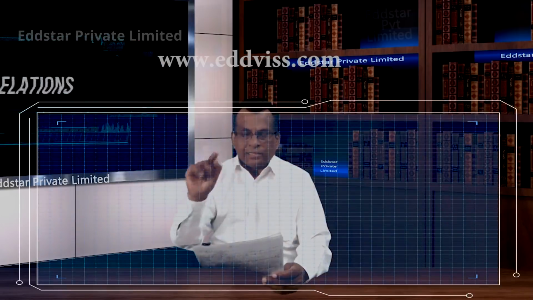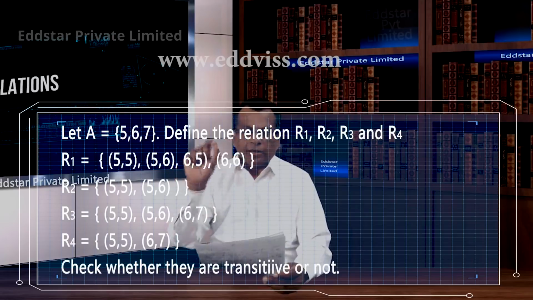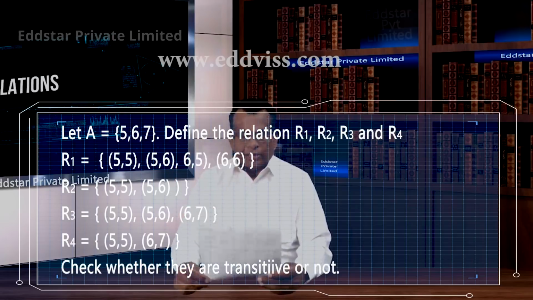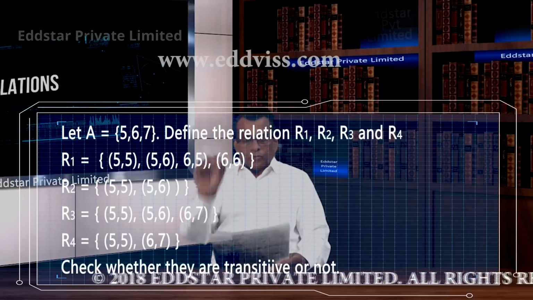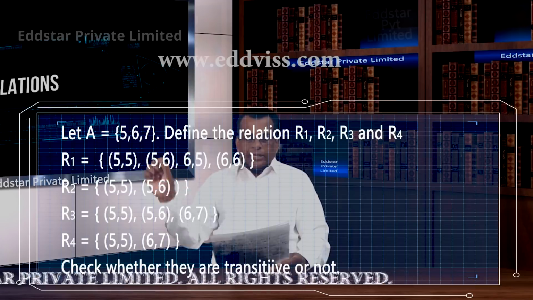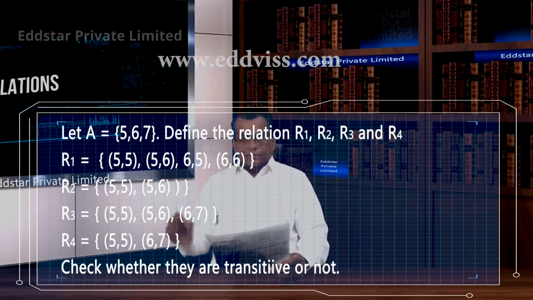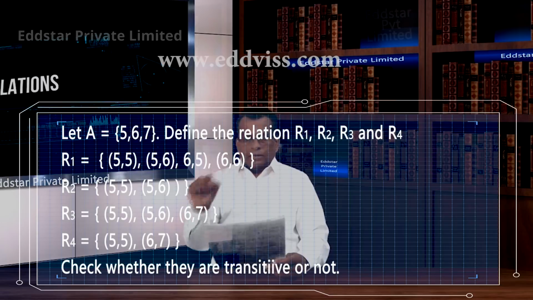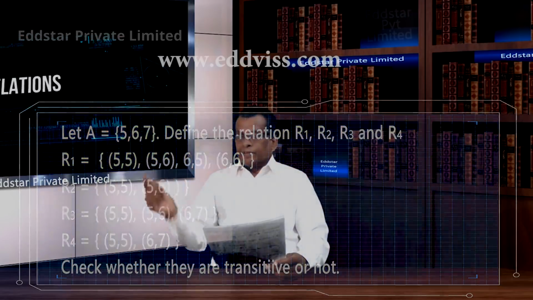Example, let A = {5, 6, 7}. Define R1, R2, R3 and R4. There are 4 relations I am going to define. First R1: (5,5), (5,6), (6,5), (6,6). Now second relation R2: (5,5), (5,6). R3: (5,5), (5,6), (6,7). R4: (5,5), (6,7).